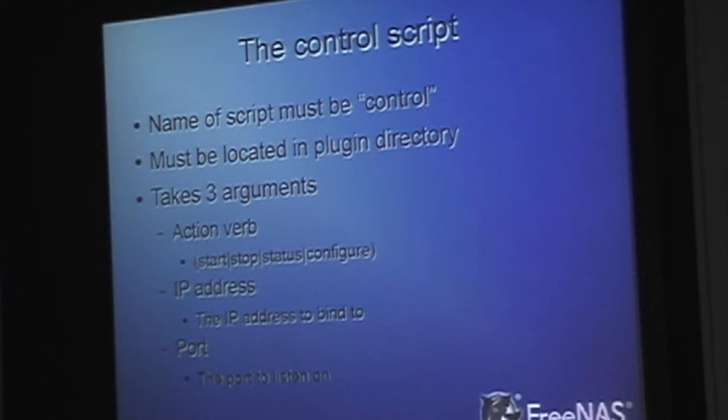And the control script only takes 3 arguments, and those are the action verb, for which I list the options that all of them should understand. You can add more if you want, but the requirement for FreeNAS is that those 4 are implemented. Then the IP address that it's bound to, and the port that it's listening on. Those are passed along to it. You don't specify those yourself. It just has to understand those as arguments and be able to bind and listen on those.